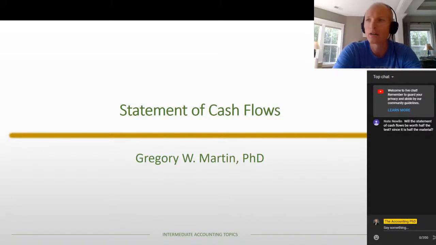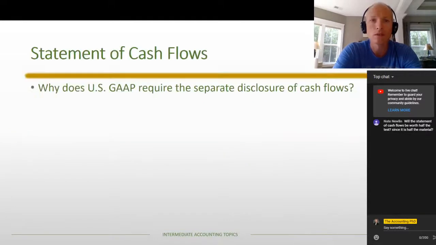Okay, let's jump into this. So why does US GAAP require the separate disclosure of cash flows? One thing you're going to find is that you could really infer.